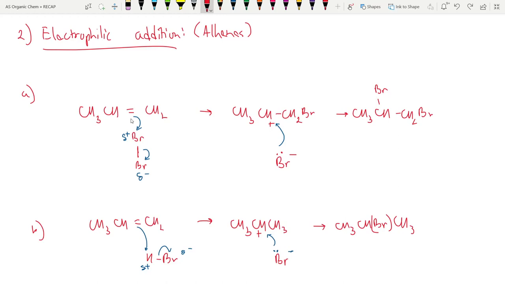So in the second step, we actually get a carbocation and the bromide anion. So the bromide anion will attack the carbon in the middle. So we actually had a possibility of the carbocation being formed at the end.